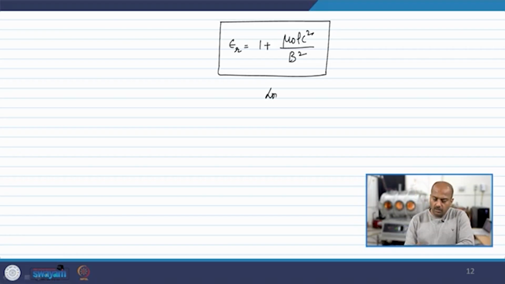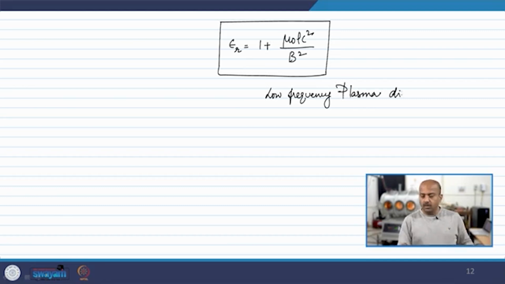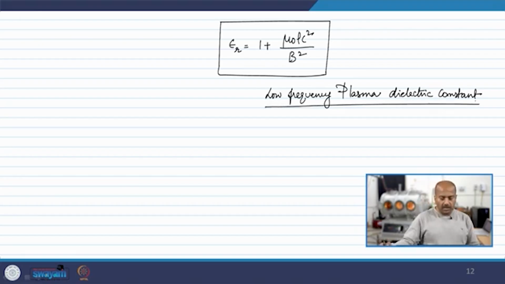This is called the low frequency plasma dielectric constant. So, plasma can be treated as a dielectric with this particular constant. Okay. So, this is some discussion about the electric and magnetic properties of plasma.